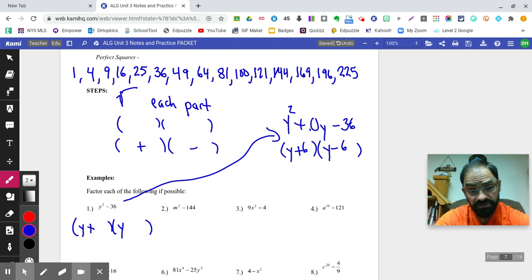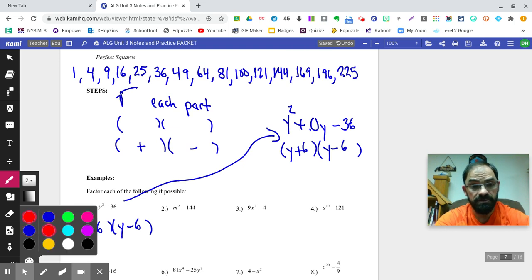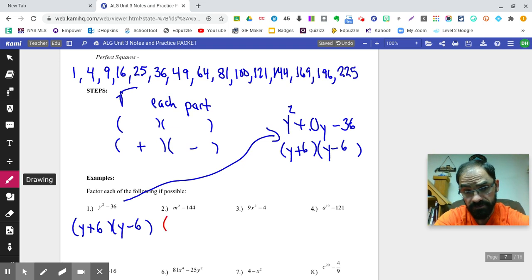So plus 6 minus 6. And you can write those in either order. Does not matter. This next one then, it's going to be m and m. The square root of 144 we know is 12. Since it's separated by a minus sign, it's plus 12 minus 12.